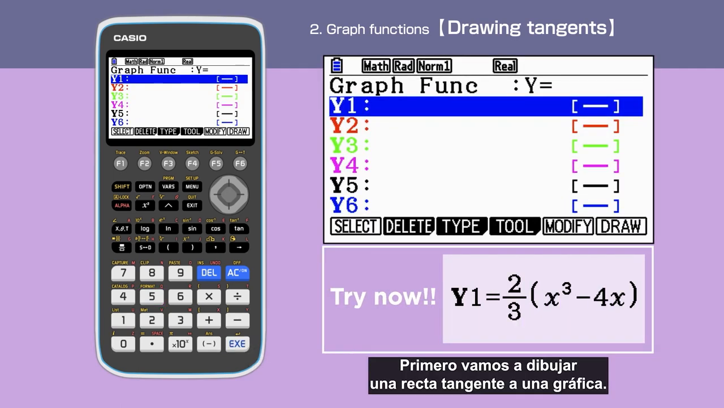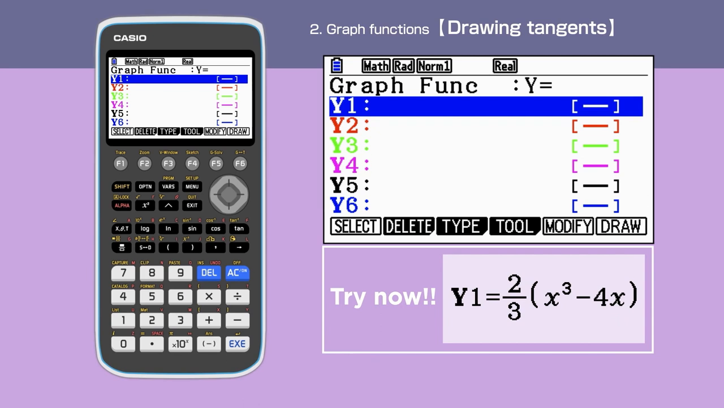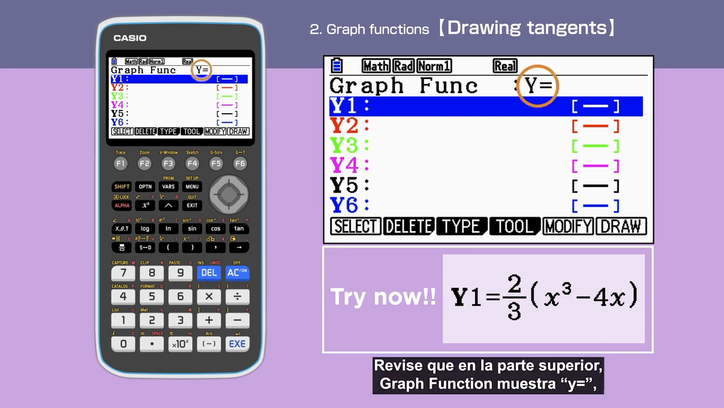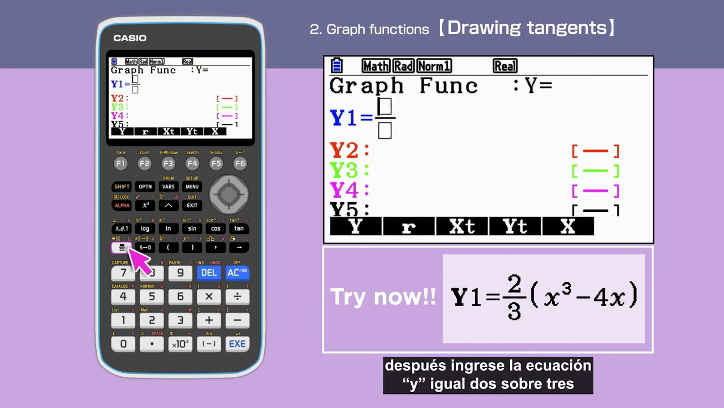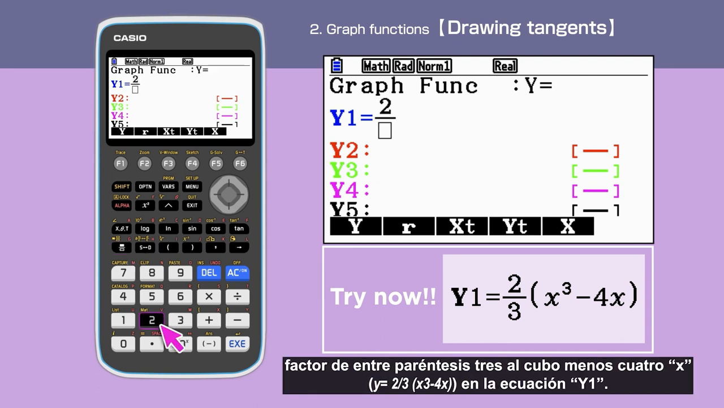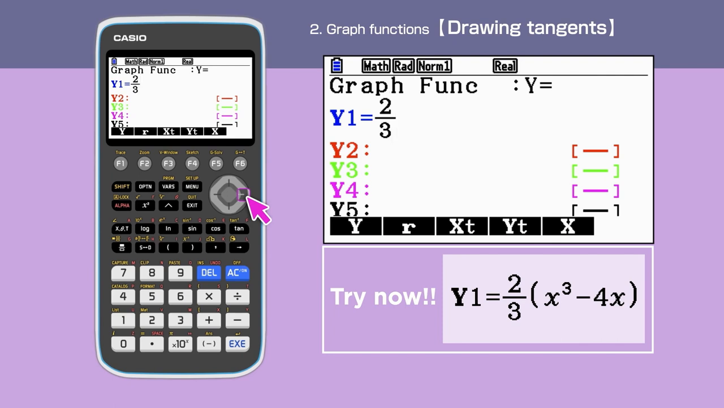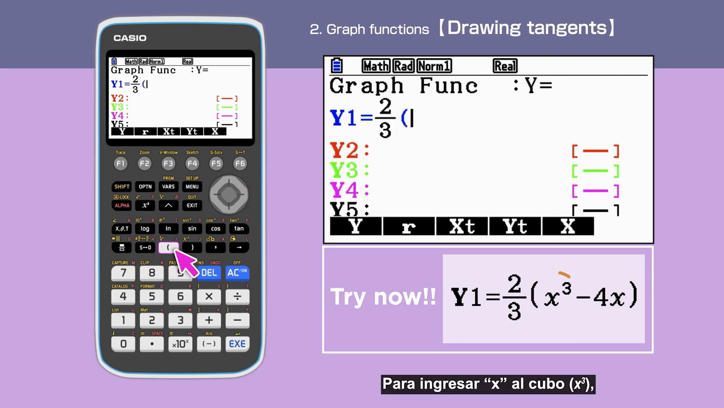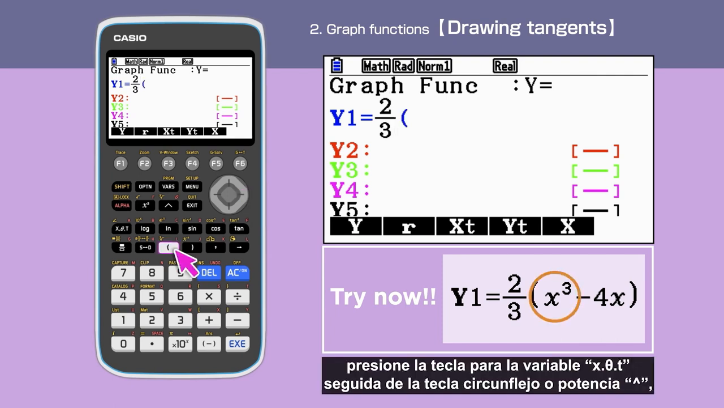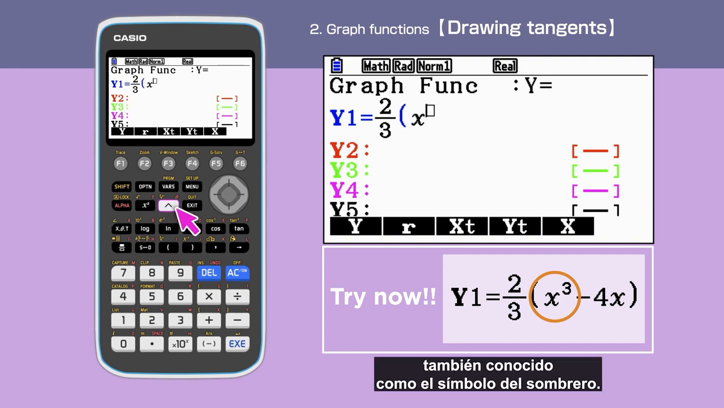First, we will draw a tangent to a graph. Check that the graph function shows y equals, then enter the equation y equals 2 over 3 bracket x cubed minus 4x in y1. In order to enter x cubed, we press x followed by the circumflex key, also known as a caret symbol or hat symbol.